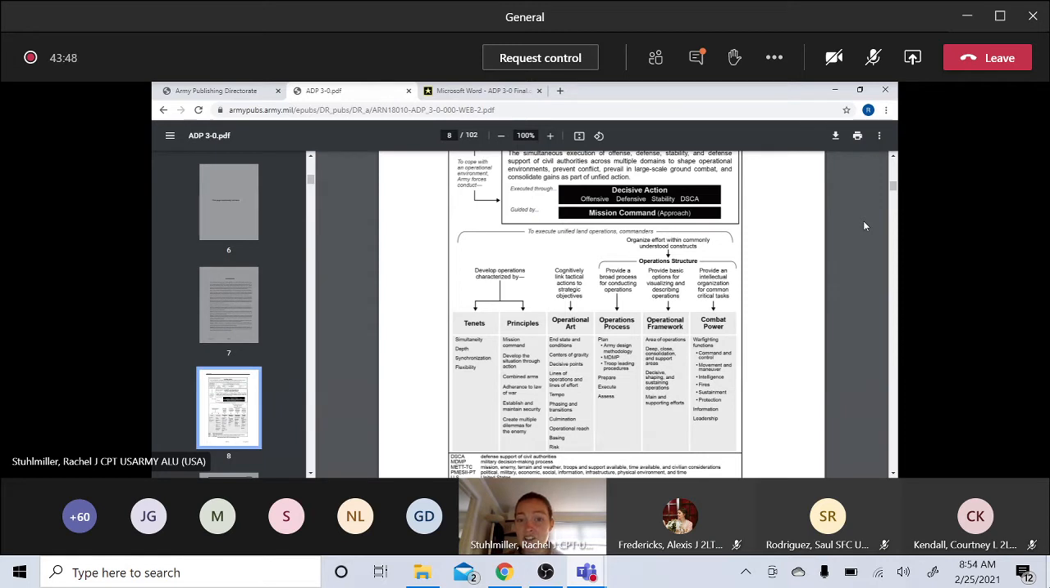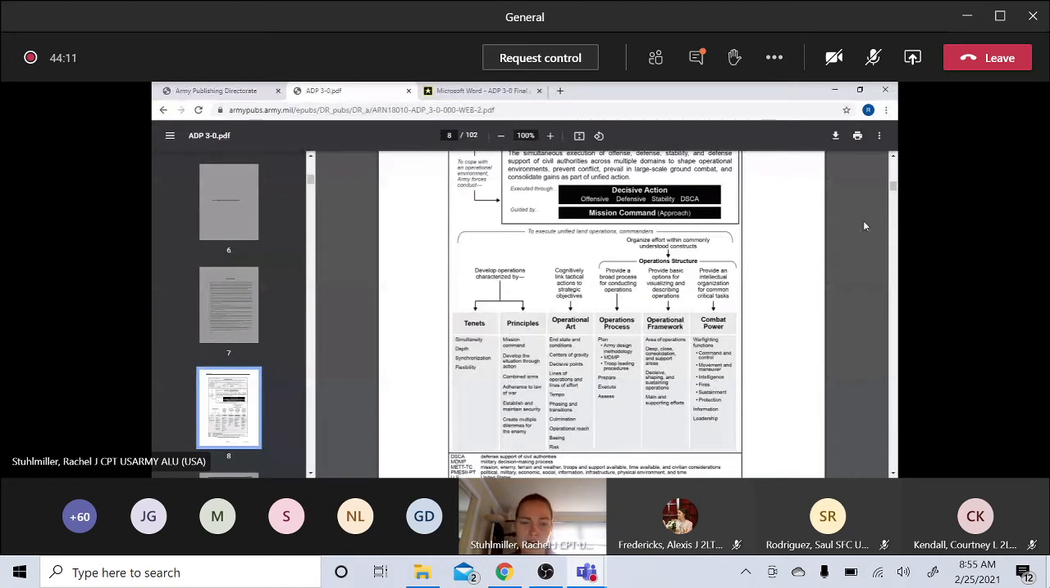Once we go to execute unified land operations, the tenets are simultaneity, depth, synchronization, and flexibility. With those, you definitely have to know and understand them, and we're going to go into depth about what all those are, but understanding what they are and that they enable those unified land operations.